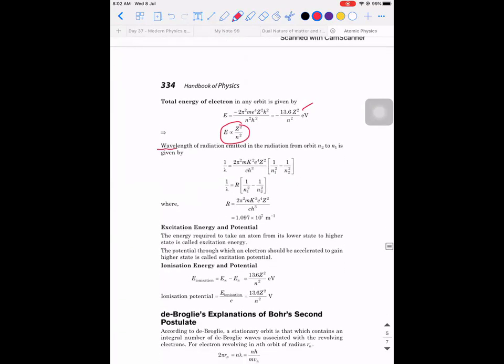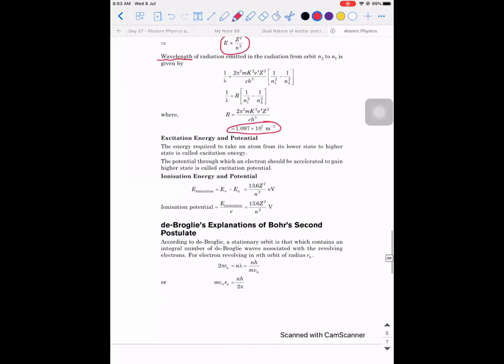Right. Next, they will ask you to calculate the wavelength of radiation. So 1 by lambda is equal to R, where R is the Rydberg constant, into 1 by n1 square minus 1 by n2 square, where n1 is going to be the lower orbit and n2 is going to be the higher orbit. The value of the Rydberg constant is 1.097 into 10 power 7 meter inverse.